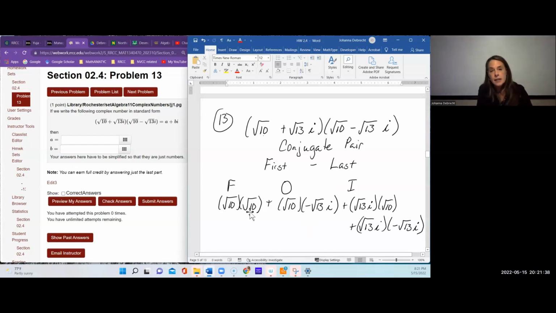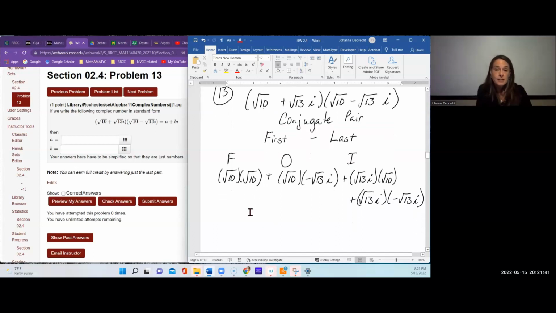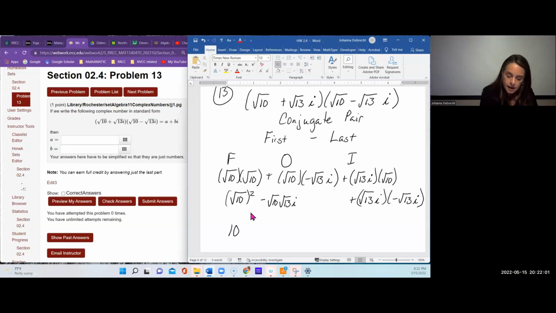Now, the square root of 10 times the square root of 10 is the square root of 10 squared, which is 10, right? The square lifts off the radical, and you just get what's underneath, which is 10. Notice that this second term becomes minus the square root of 10 square root of 13i, and the inner term is plus the square root of 10 square root of 13i. These are exactly the same, but opposite in sign, so they cancel to become 0.